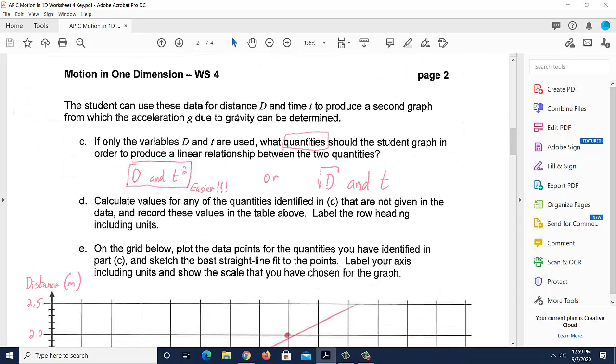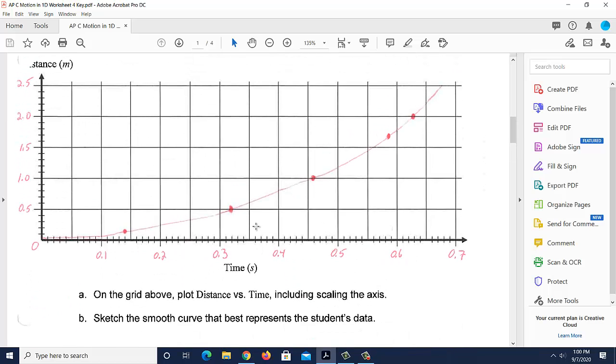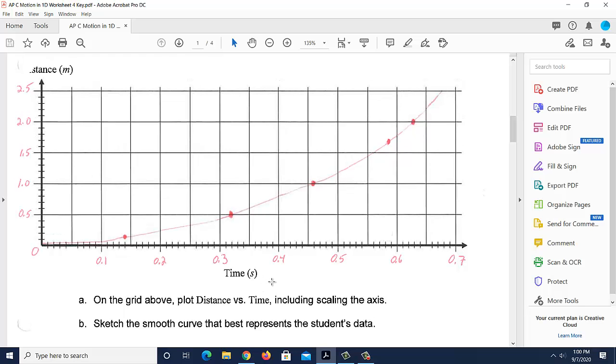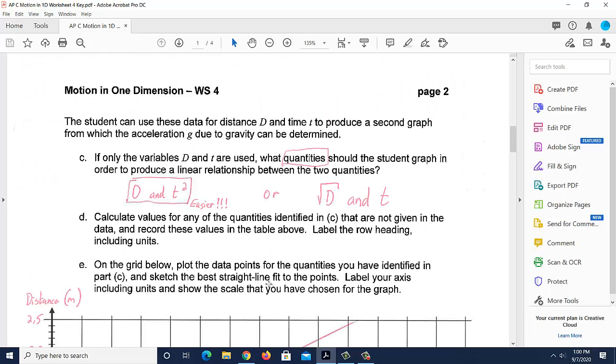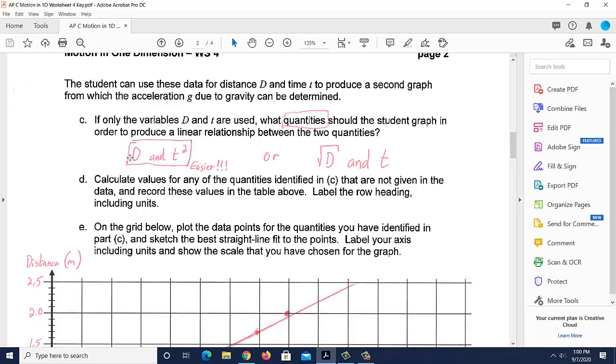So the next step is, you've got this distance and time data. Now I want to make a graph that creates a linear relationship between the two quantities. Well, you've done enough graphs and linearization last year that hopefully you remember that when you see a top opening parabola, what do you do to the horizontal variable? You square it. And so that's what I suggested here.